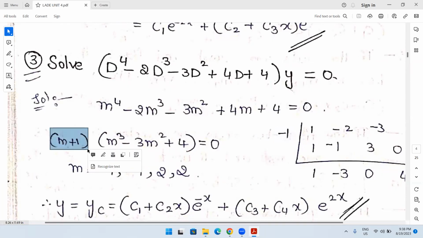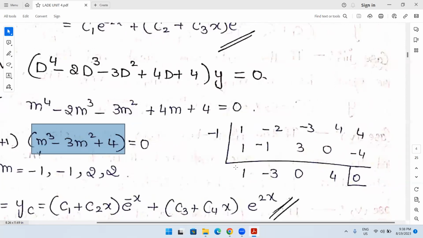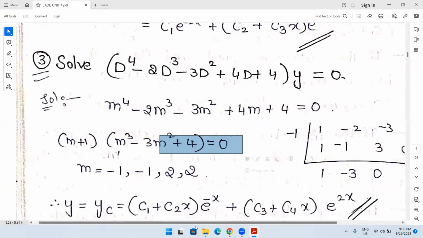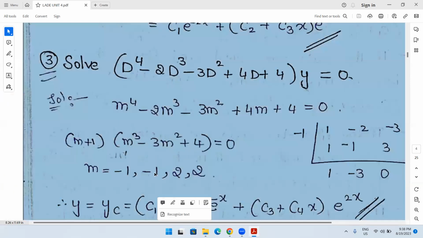What is m equal to minus 1? M plus 1 into, so we write this one. How do you write this one? These are the coefficients: m cube minus 3m square. Like this we get it. Plus 0 into m, so the m term is not there. Plus 4 is equal to 0. Like this we write, and after reducing it to third order, we can find the roots.